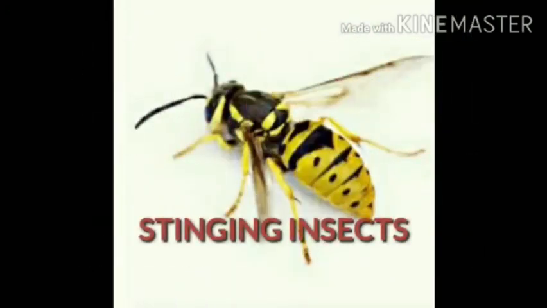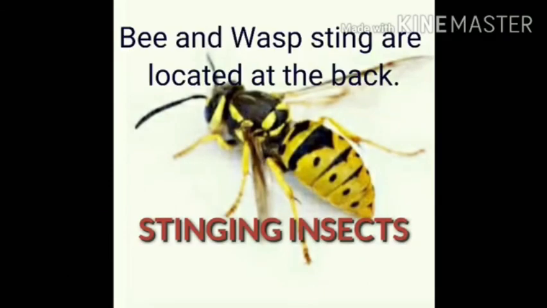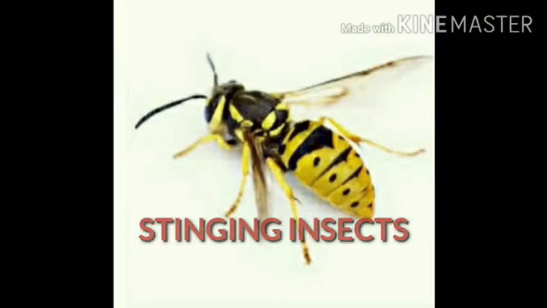Let's know about stinging insects. Some insects like bees and wasps sting. A sting is located at the back of the insect. It is often poisonous and causes pain and redness in the skin.